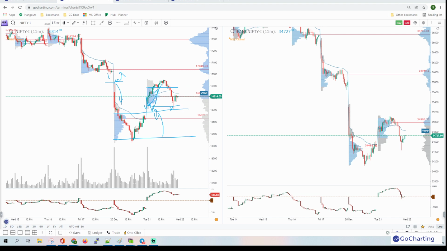So this is how you use the concept of value area for making a quick trade decision. So you're not waiting for some indicator to turn around and so on.